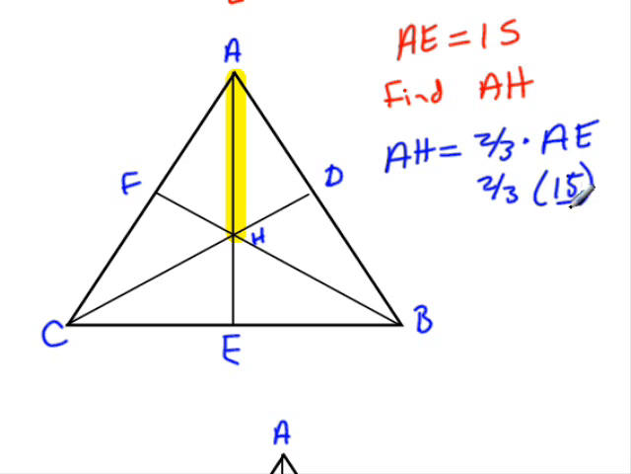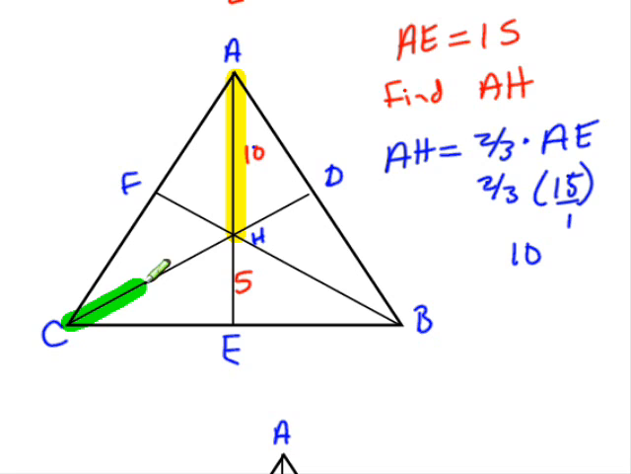So multiplying, 2 times 15 is 30. 30 divided by 3 gives us 10. So AH is 10 units long. Now, we can just do simple math. If AE is 15 and AH is 10, then we know that HE is 5. But we may not always be given that. Let's look at the same problem but different.